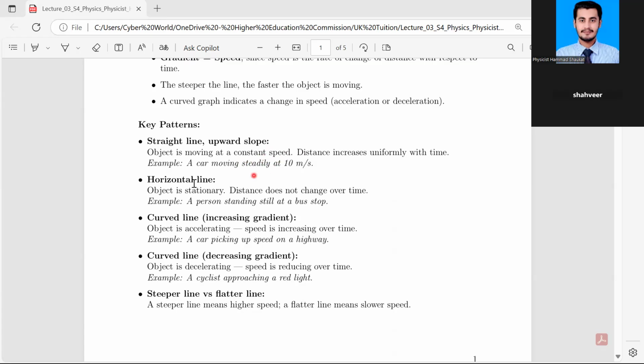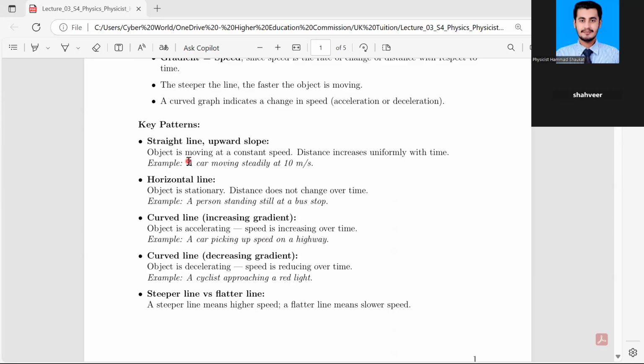Let's take an example: a car is moving with a speed of 10 meters per second. That means at every second, the car's speed remains the same, which is 10 meters per second. If the speed is not changing, you can say it is constant speed. So if your body is moving with constant speed, the graph line should be a straight line, not curved. Or you can say distance increases uniformly with respect to time. We will see it in the graph, but you have to understand this first.